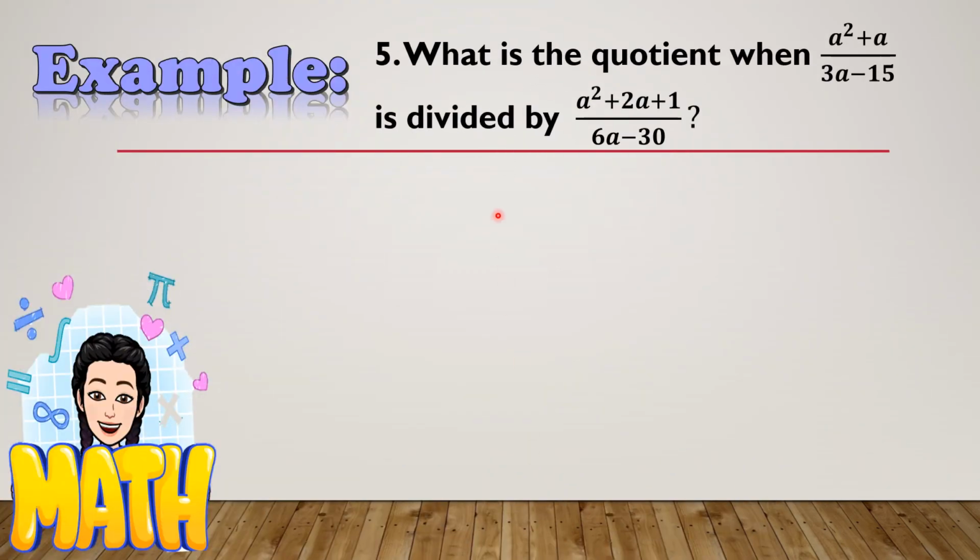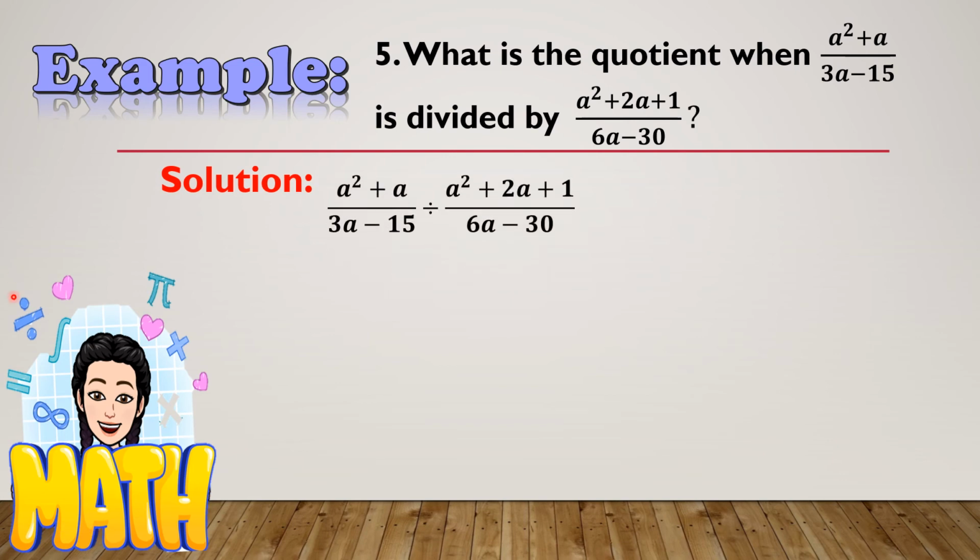Next, what is the quotient when a squared plus a all over 3a minus 15 is divided by a squared plus 2a plus 1 all over 6a minus 30? Unang step, huwag kakalimutan na dapat i-express natin to as multiplication statement na kung saan ang ating dividends ay imumultiply natin sa reciprocal ng ating divisor.